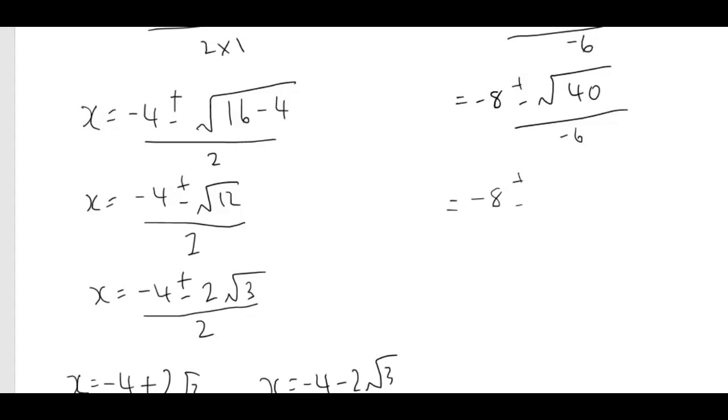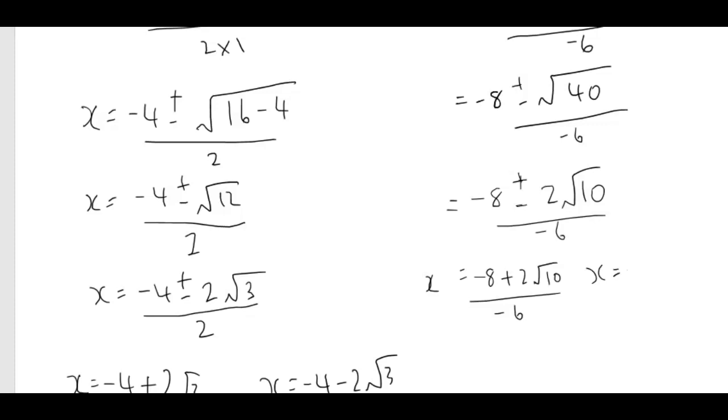All right, so the square root of 40 you can simplify, so that becomes 2√10 over -6, and that's a plus and a minus. Okay, you can simplify now. I find it easier just to separate and then simplify. So we can have x equals, separate your plus and your minus. And then we've got x equals -8 minus 2√10 over -6.